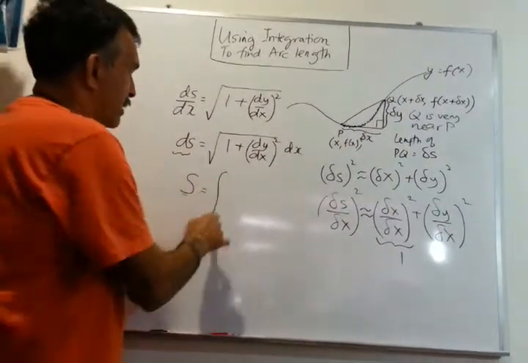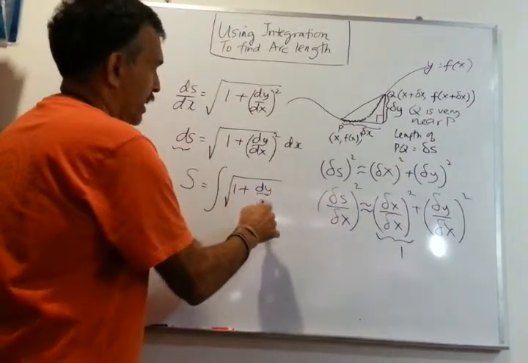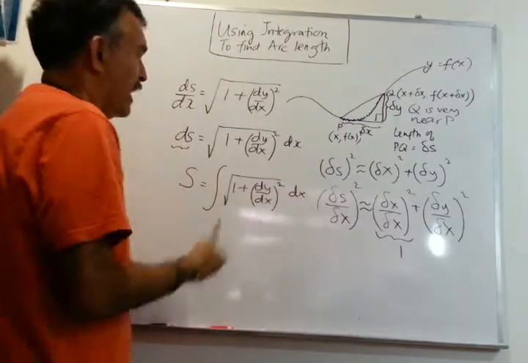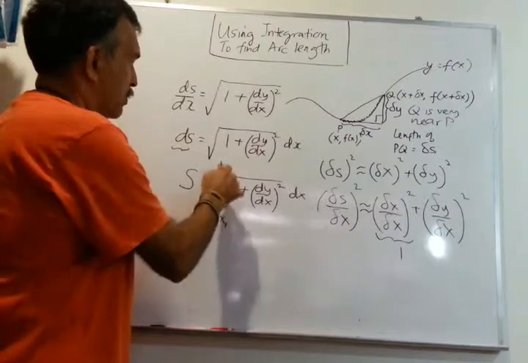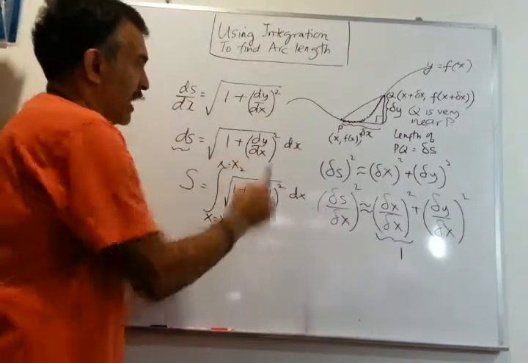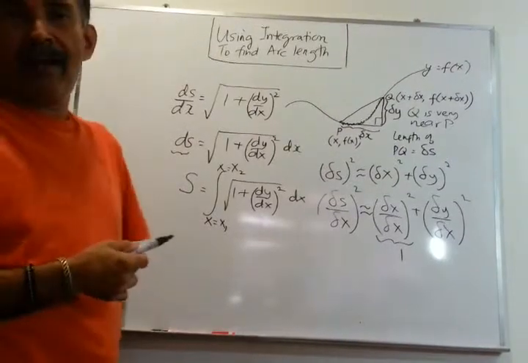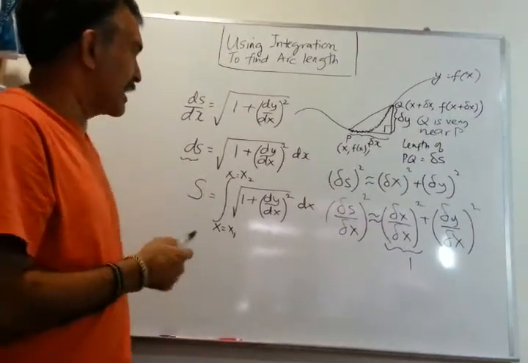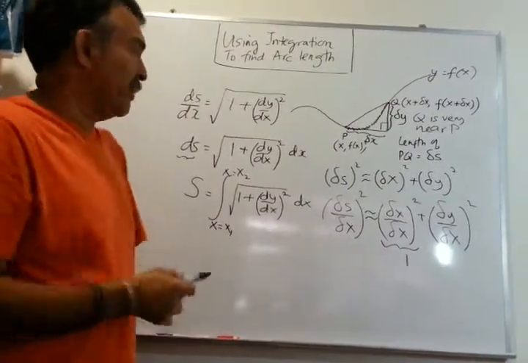And now we can write the integral of the square root of 1 plus (dy/dx) whole thing squared dx, and let's say x goes from x1 to x equals x2. Now this is how they derive the formula for arc length when the equation of the curve is given in Cartesian form. Very powerful formula.